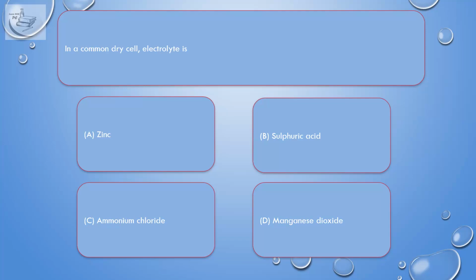Question: in a common dry cell, electrolyte is A. zinc, B. sulfuric acid, C. ammonium chloride, D. manganese dioxide.